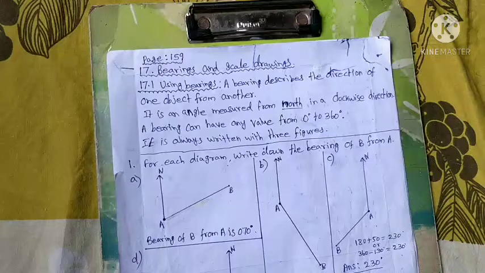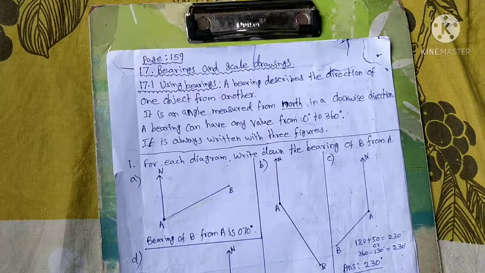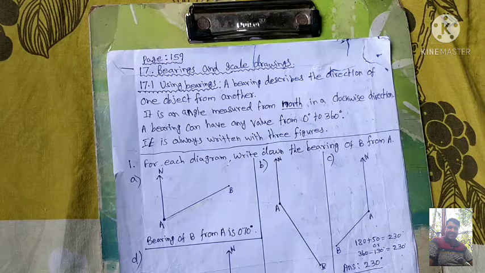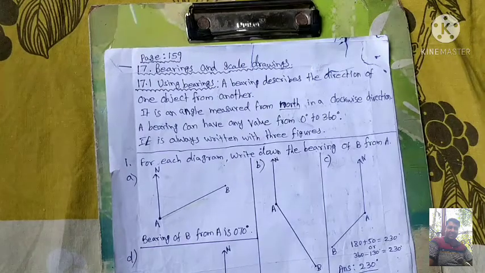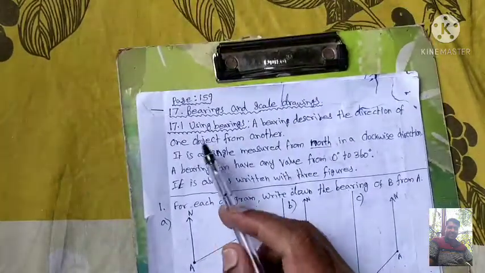Dear students, today we are going to learn about bearings and scale drawings. This is unit 17, so page number 159. So first we should know what is bearing. So we are going to start from here.